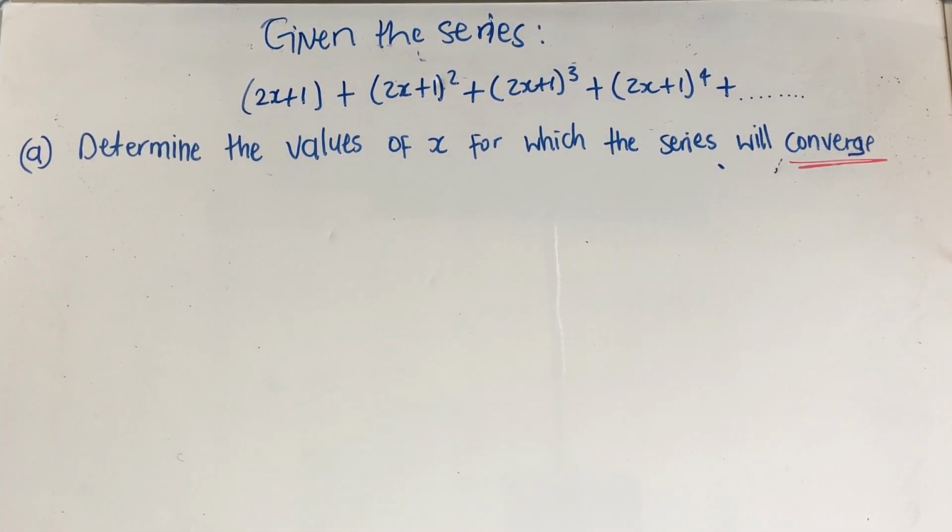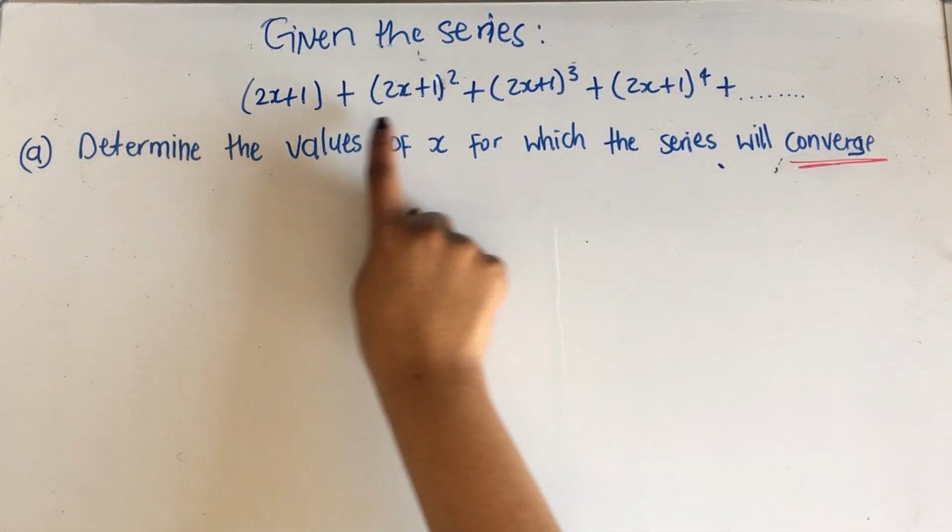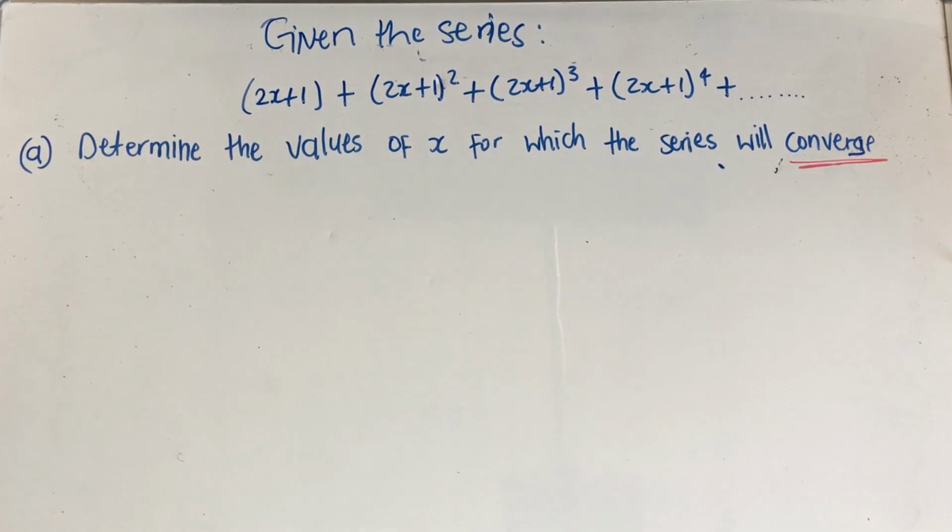So the next question says, given the series, which is 2x plus 1 to the power of 1 plus 2x plus 1 to the power of 2, etc., as you can see up there, determine the values of x for which the series will converge. Okay, so there's two things you need to note here. First thing is you need to identify whether that is a geometric, arithmetic, or quadratic.